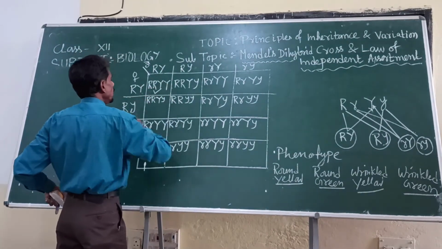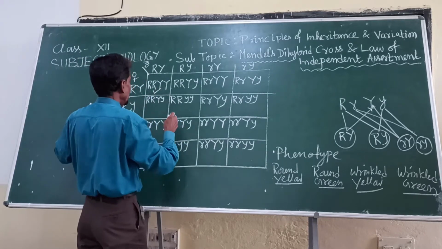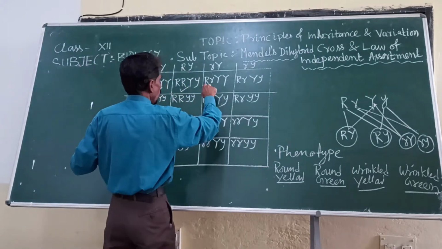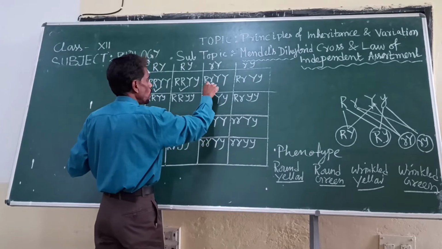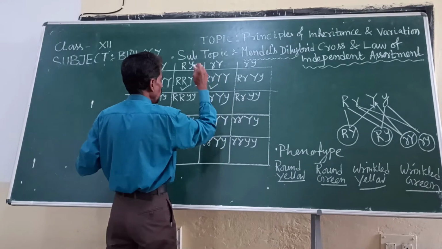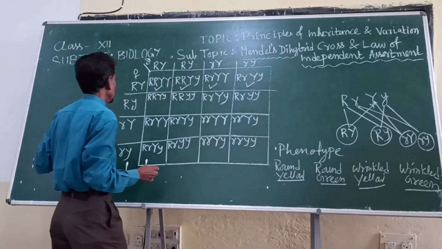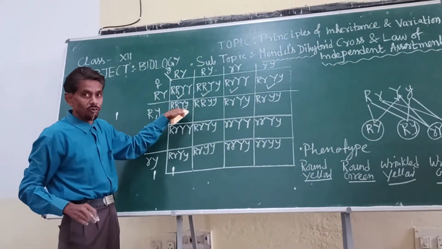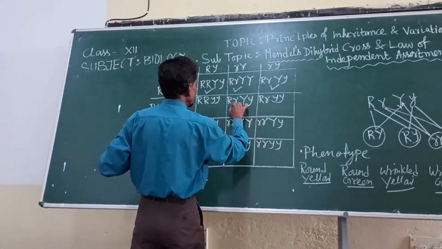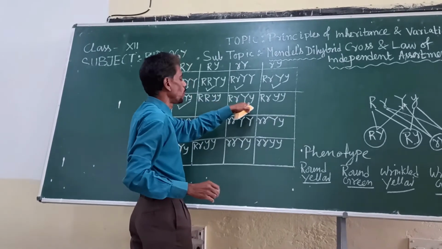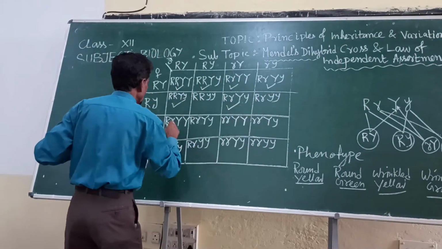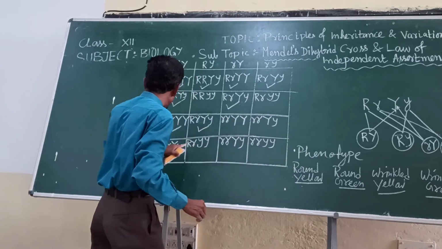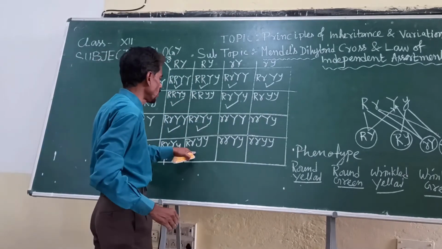So this is one round and yellow. Then this is also round and yellow because one capital Y is there. This is again round and yellow because this is capital R, small r is recessive, and both are capital Y. Then this is also round and yellow. This is also round and yellow because both are capital R but one capital Y is there for yellow. Then this is also round and yellow because one capital R is there, one capital Y is there. Then this is round and yellow. This is also round and yellow. This is not, this is not. This is also round and yellow. This is not, this is not, this is not.